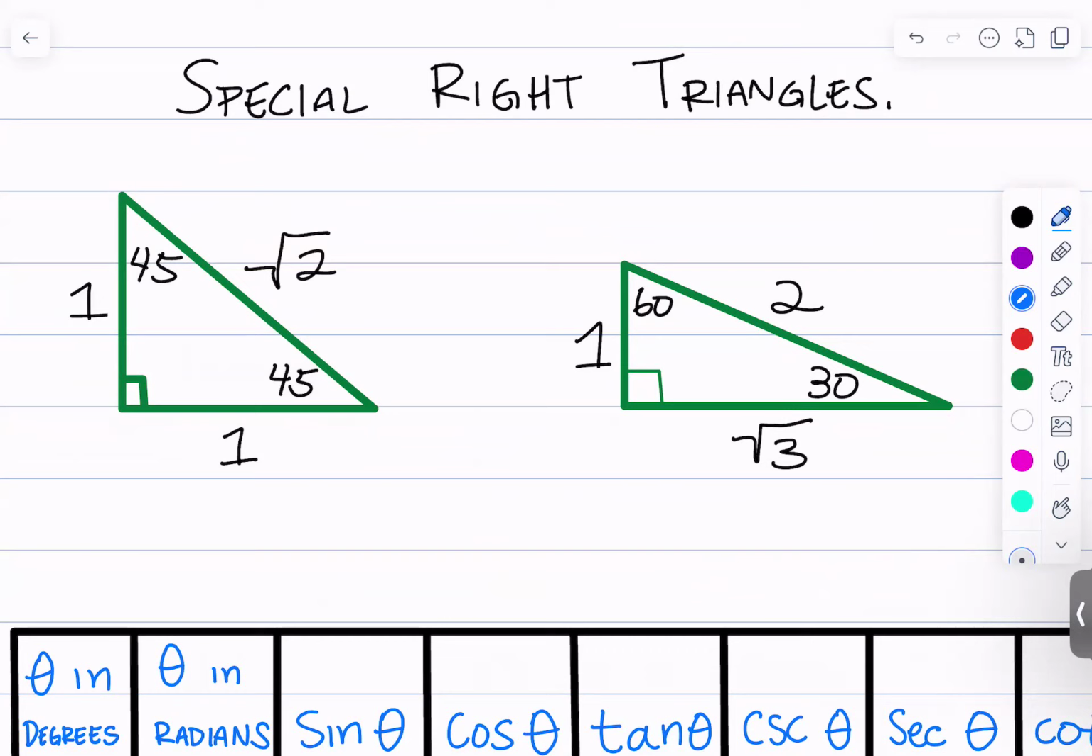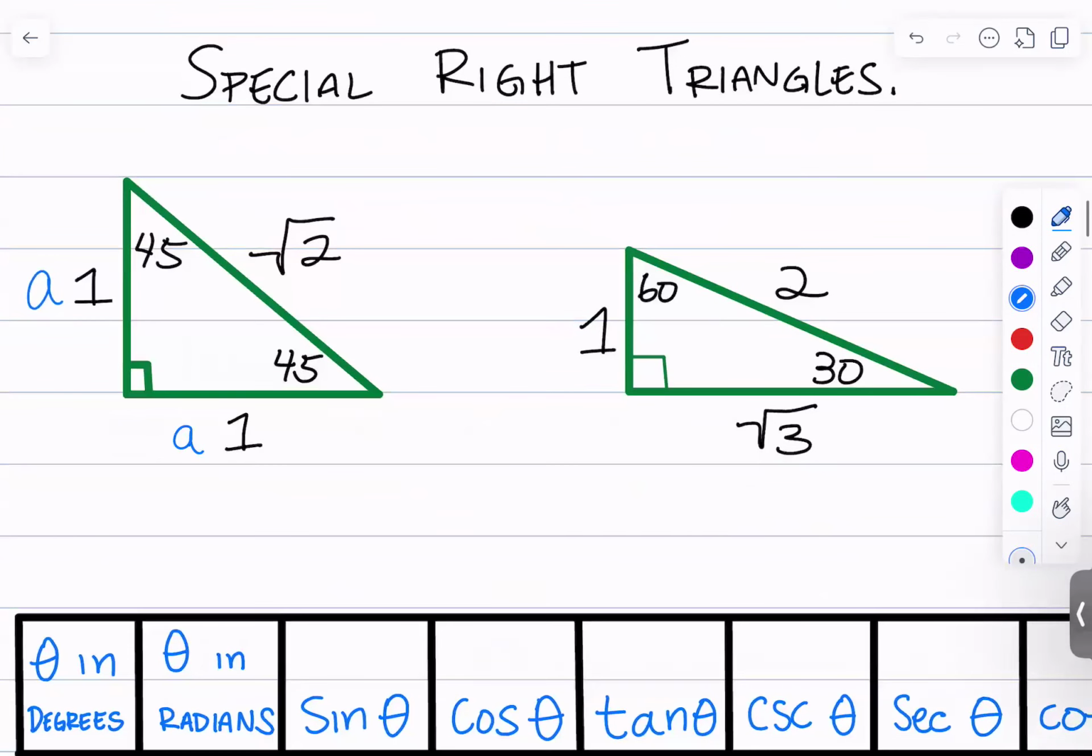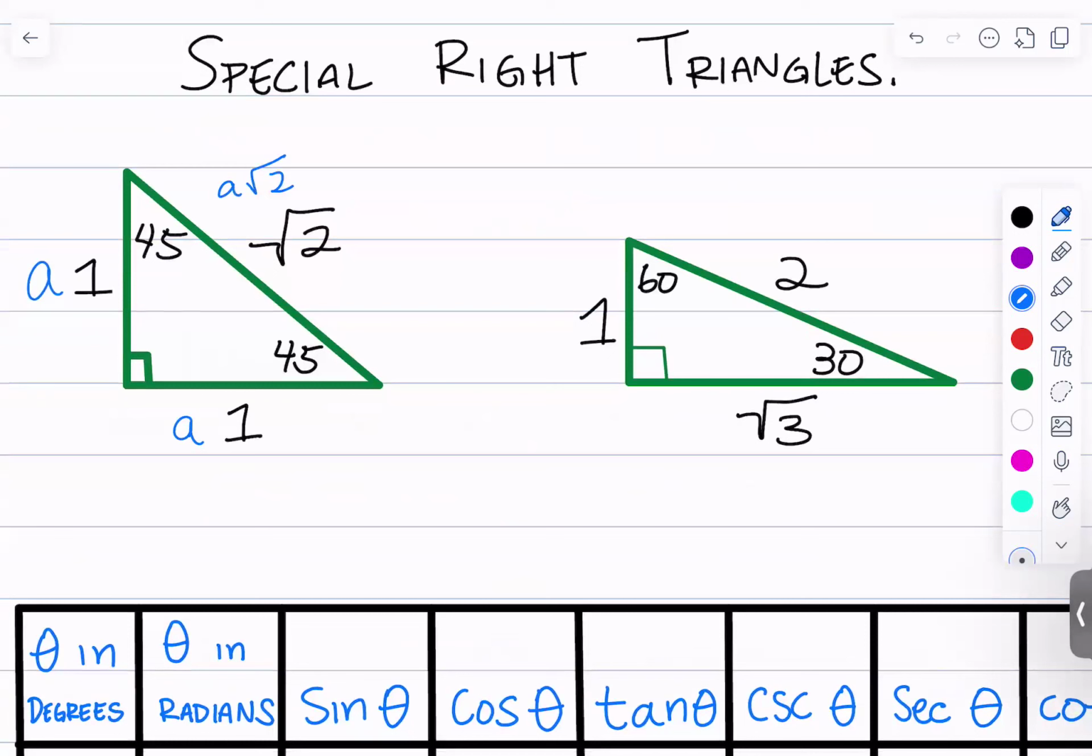The ratio of the sides is going to be: across the 45 degrees is 1, across the 90 degrees is square root of 2. So, for example, if this was 5, then this is 5, and this would be 5 square root of 2. Another way we can put it is I can label this as A, and then A square root of 2. That's the ratio of the sides, always, in a 45, 45, 90.